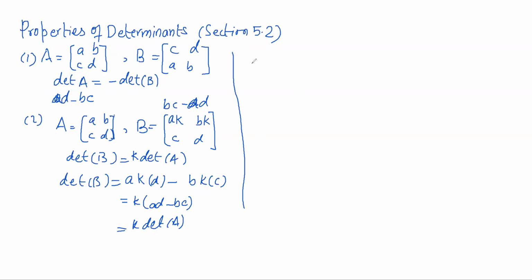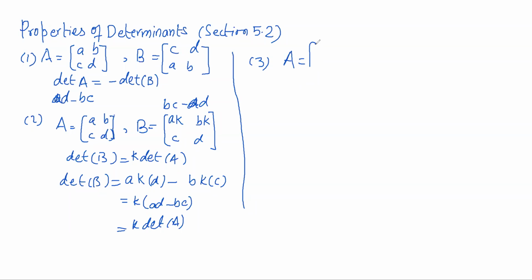And the third property of the determinant is, if B is obtained by adding a multiple of one row of A to another, then the determinant of A is equal to the determinant of B. This means that if we add one row to the other, or any multiple of it, the value of the determinant does not change.